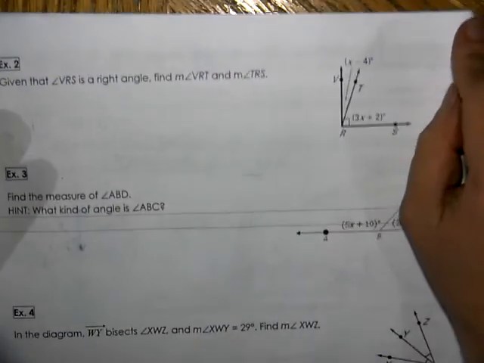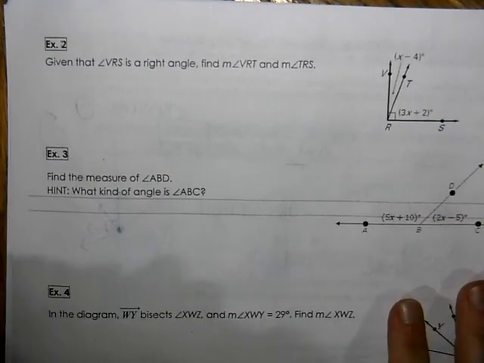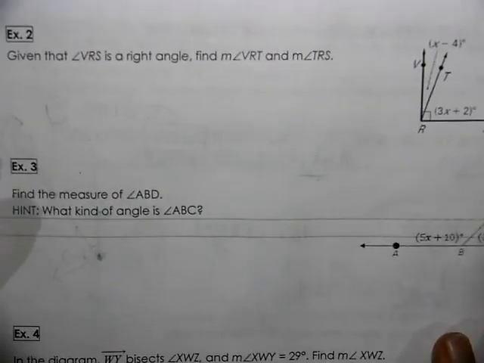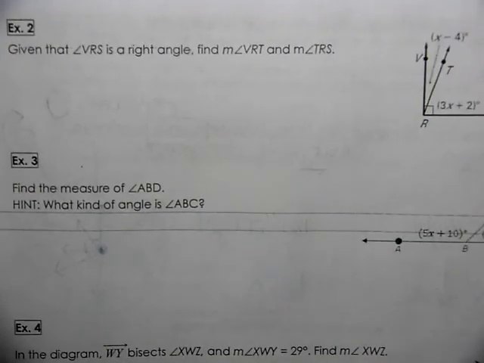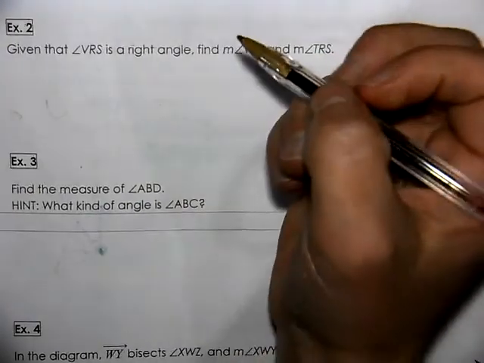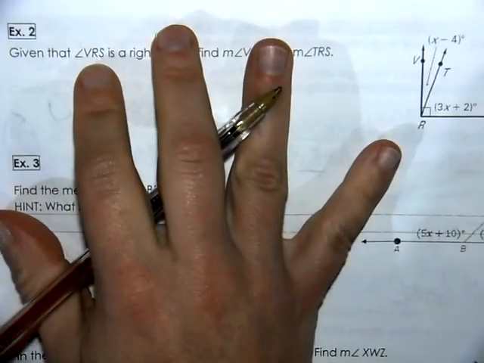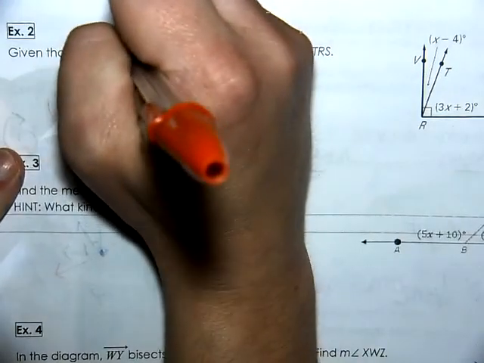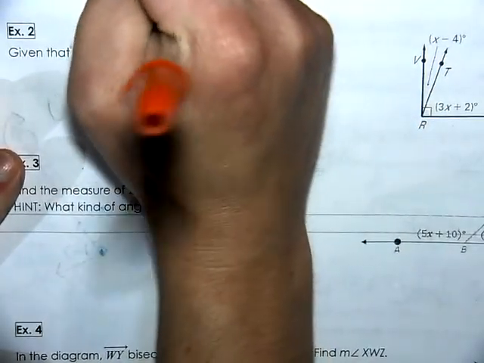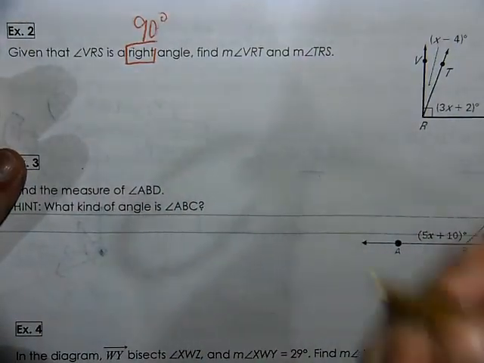All right, let's go ahead and move on to the next example. In this example, it says, given that angle VRS is a right angle. So what do we know about right angles? Hold on just 1 second. Let me make this not so blurry. There we go. What do we know about right angles? Well, right angles have a measure of 90 degrees.